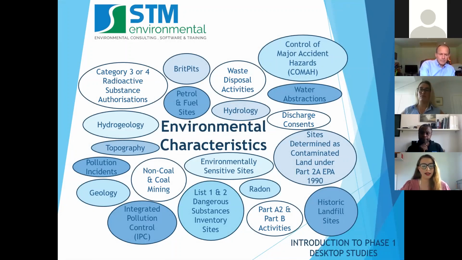Part B activities are regulated under the environmental permitting regulations for the release of substances into the environment. For example, laundries will require a Part B permit in order to operate. Environmental characteristics also include more generic information like the geology, hydrogeology, and topography of a site.